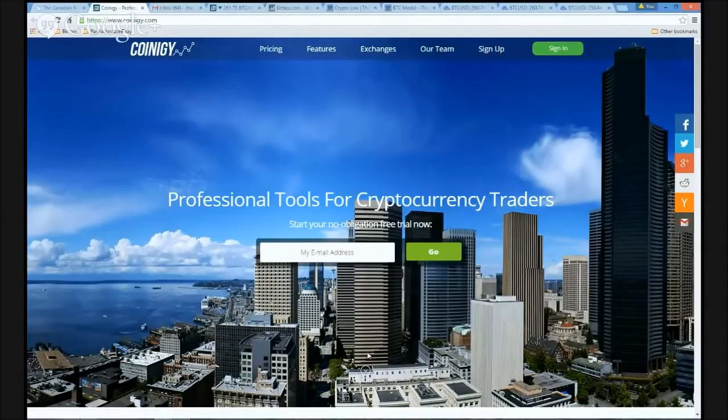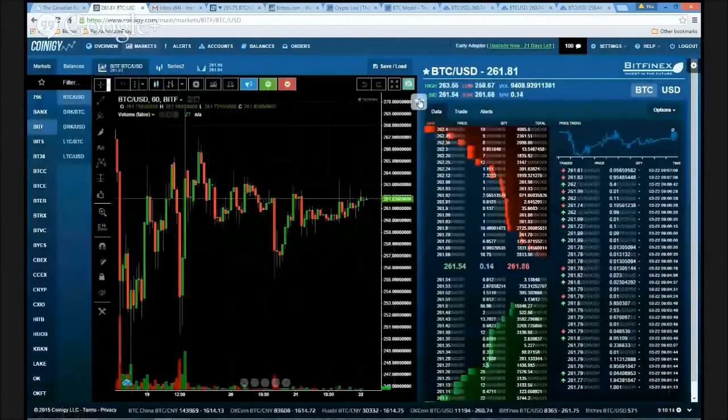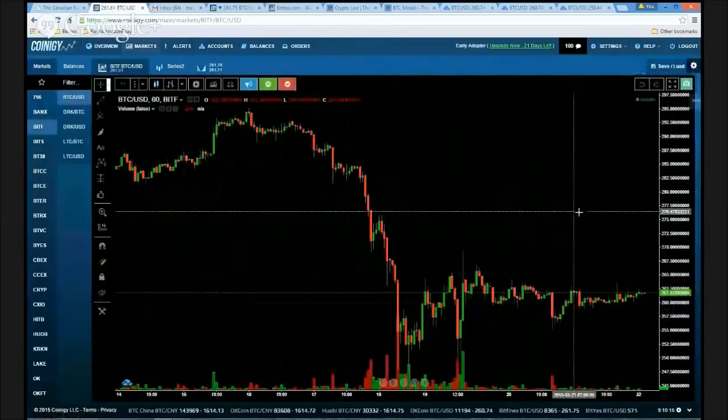As you can see, we've got this nice login page here at Coinigy, so I'm going to go ahead through this tutorial and sign in. And you see how our chart loads up. Today we're going to look at the relative strength index.